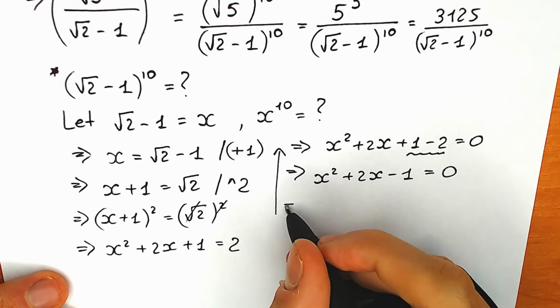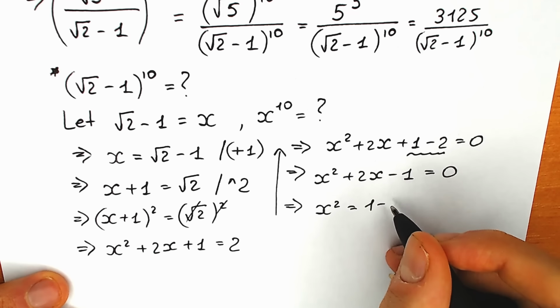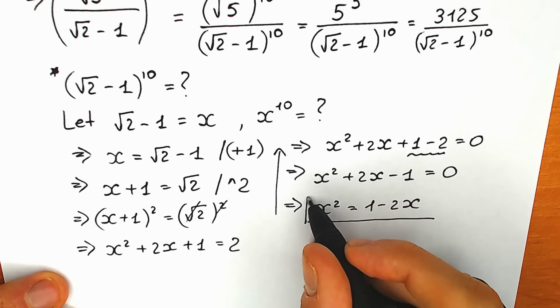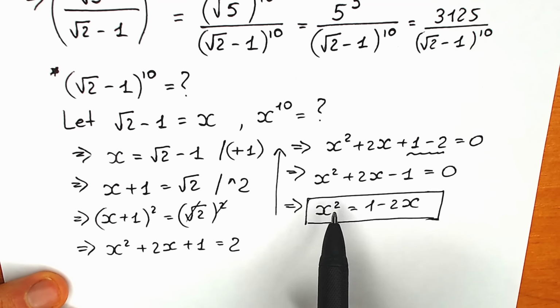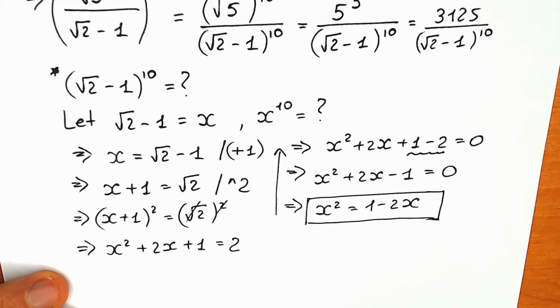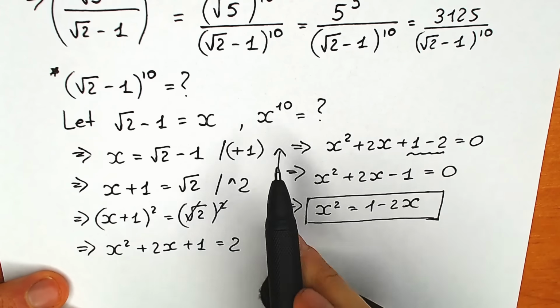We need to express from here our x squared. So x squared equal to 1 minus 2x. And this is the key expression for us, extremely important, because right now it's extremely helpful to have this expression with x squared, because we need to find x to the power 10. We need to solve it for x to the power 10, but we know x squared. So right now let's get closer and closer to this x to the power 10.